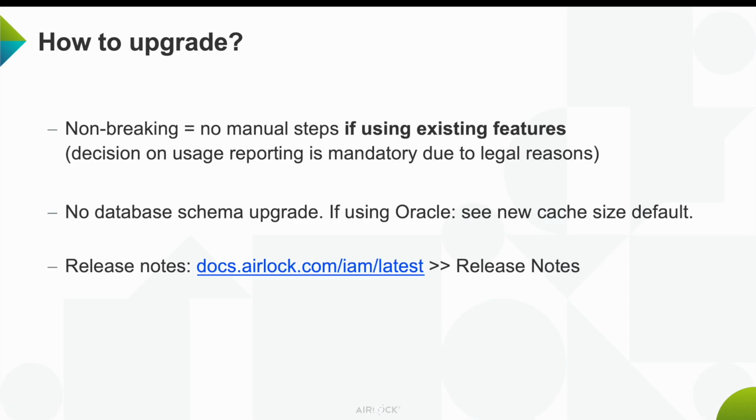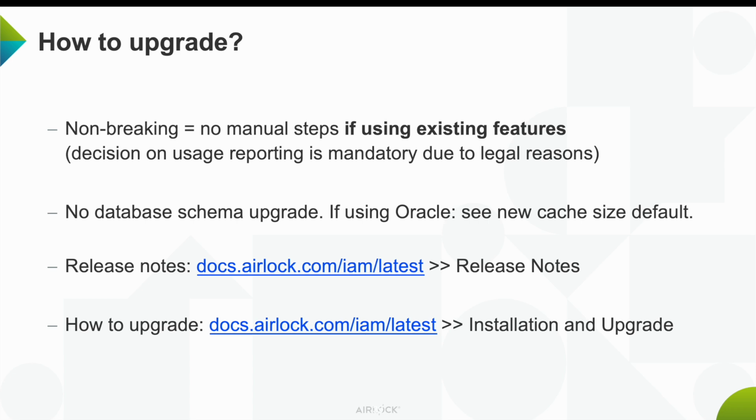The release notes are, as always, in the documentation. Go to docs.airlock.com/IAM/latest and then navigate to the release notes chapter. The How to Upgrade chapter can also be found in the same documentation under Installation and Upgrade.